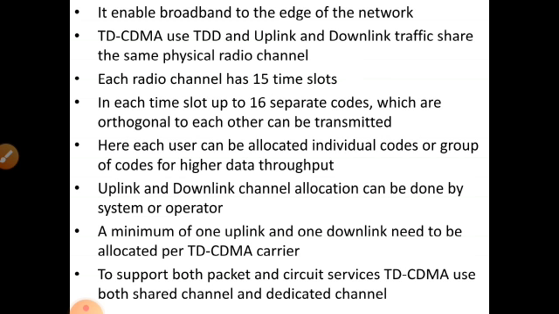So here each user can be allocated individual codes or a group of codes for higher data throughput, and the uplink and downlink channel allocation can be done by the system or an operator. So it can be either automatic, that is the system, or manual, that is the operator. Here a minimum of one uplink and one downlink need to be allocated. Suppose I am allocating only uplink and neglect the downlink, then the process will not start.